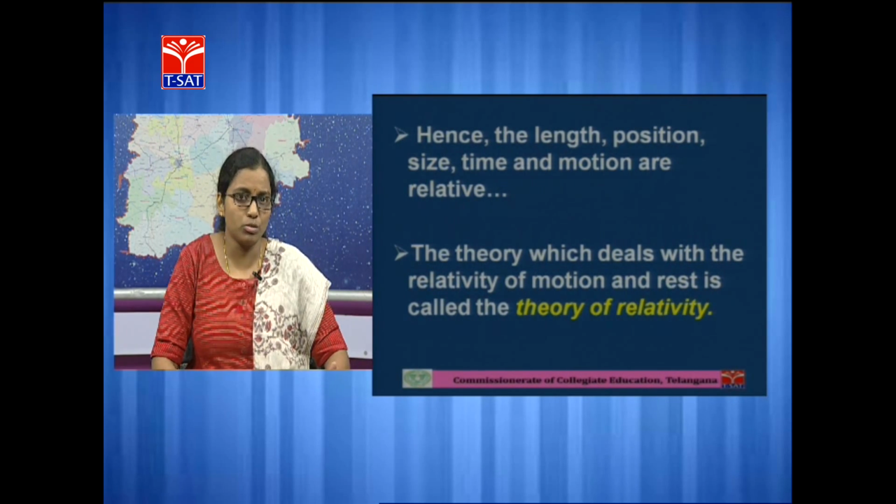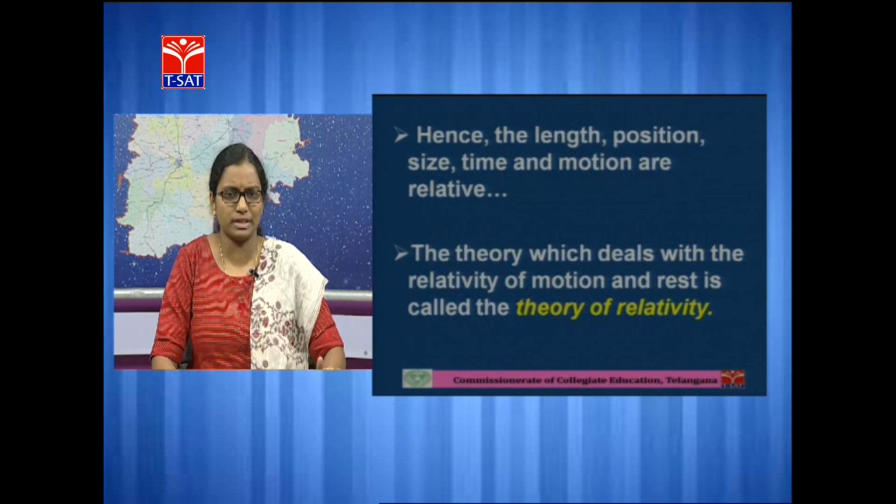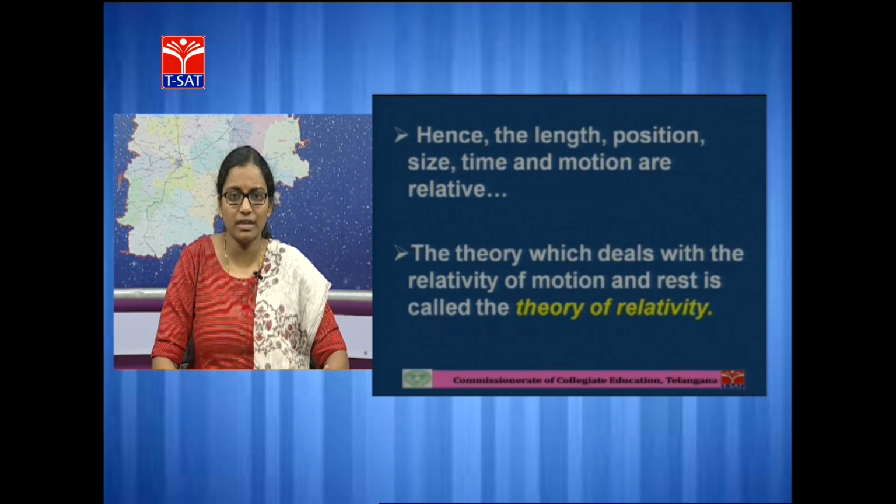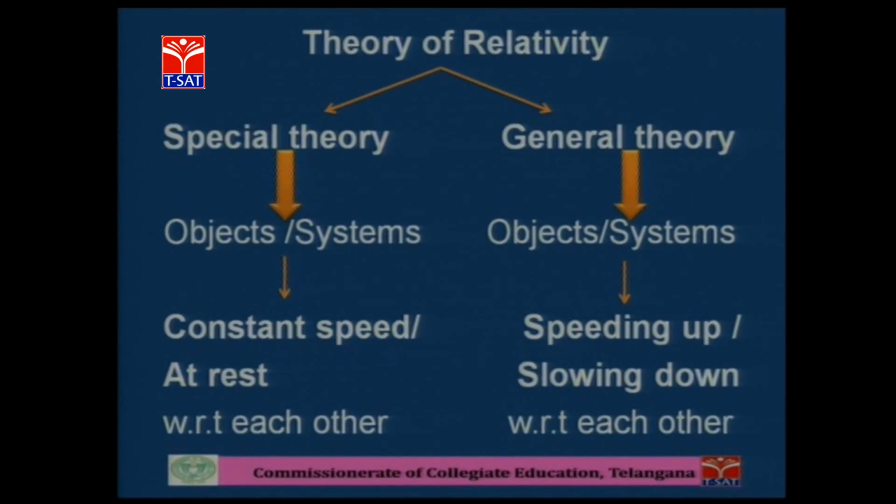Every object which is in motion or at rest, based on the velocity of the body, we can impose that on the theory of relativity. Coming to the theory of relativity, it has been divided into two theories: the special theory of relativity and the general theory of relativity. Let us know today what the special theory of relativity is.